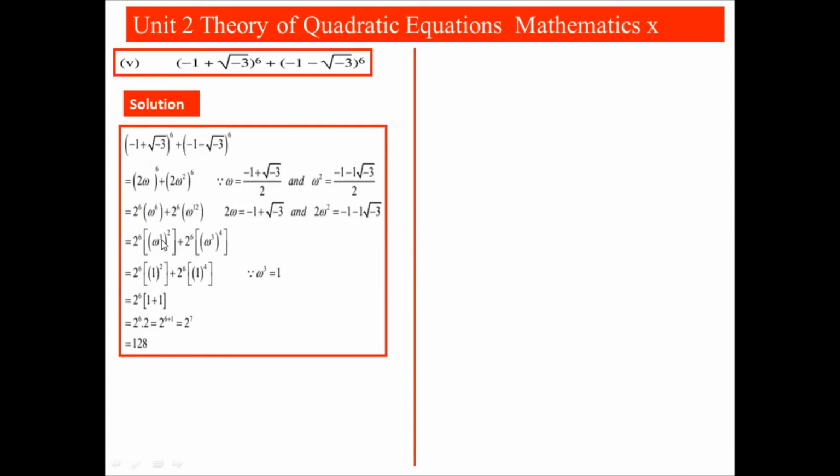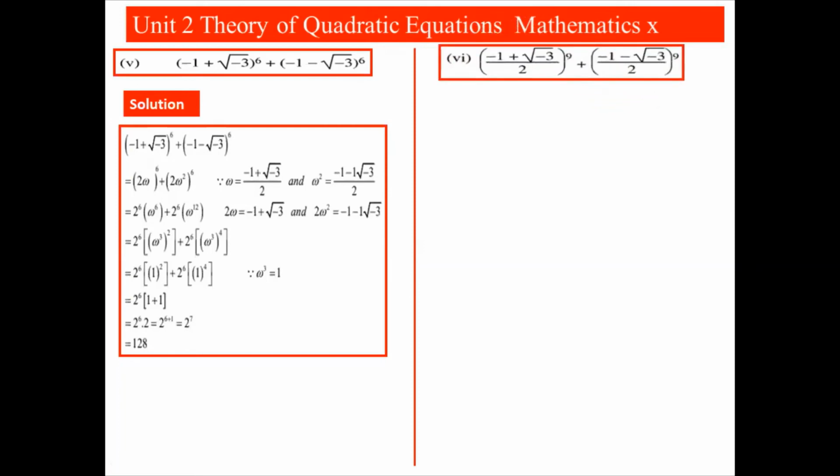Omega 6 can be written as omega cube squared, and omega 12 can be written as omega cube raised to power 4. So omega cube is equal to 1, giving 1 squared and 1 raised to power 4, with 2 raised to power 6 as it is. 1 squared is 1, and 1 raised to power 4 is also 1. And 1 plus 1 is 2, so 2 raised to power 6 multiplied by 2 gives 2 raised to power 7, which is equal to 128.